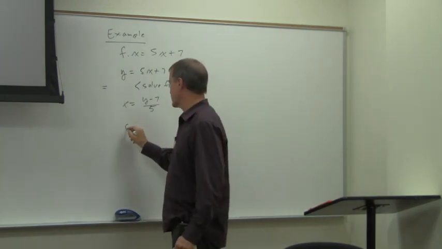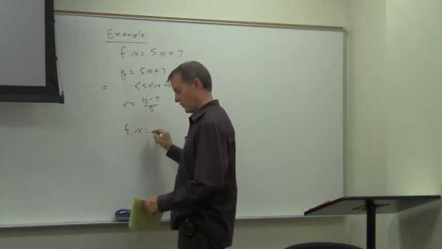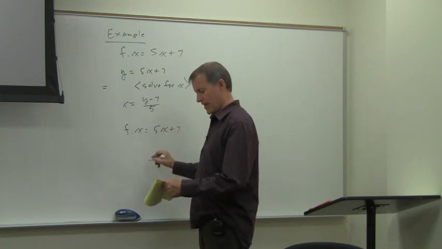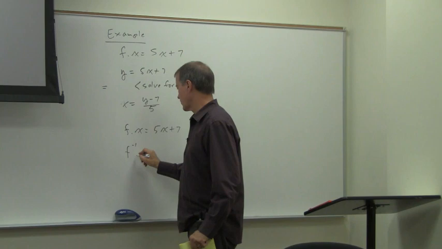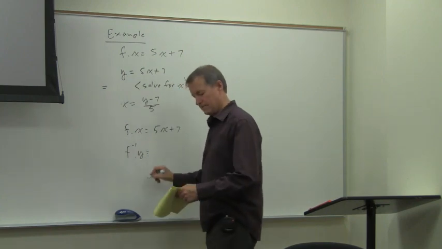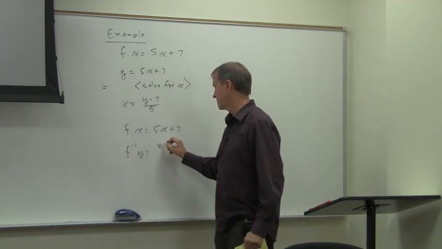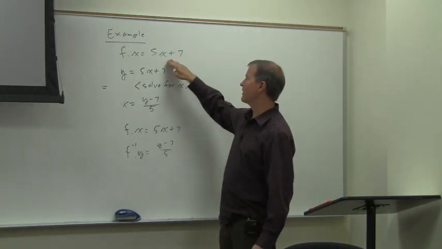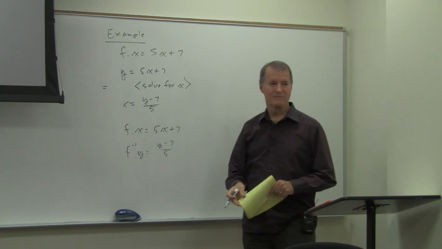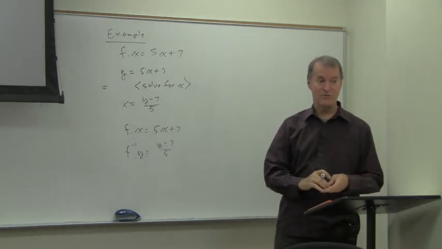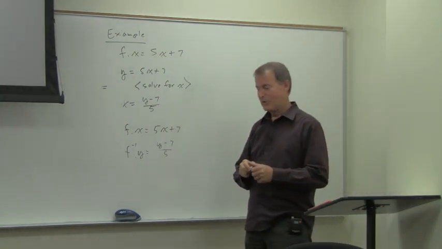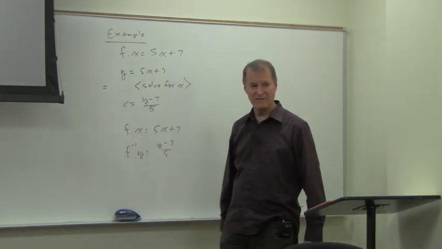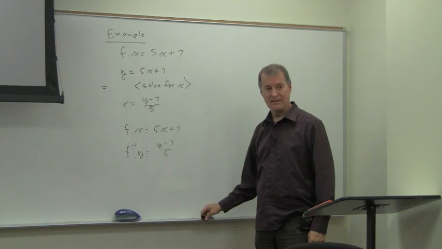So in this case, f of x would be 5x plus 7, and f inverse of y would be y minus 7 over 5. And notice that it's not 1 divided by 5x plus 7. That's just to make sure that when you have this negative 1 when you're talking about inverses, it doesn't mean 1 over. What's the point of this?